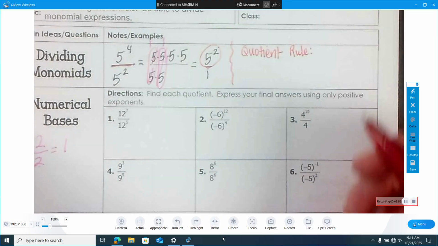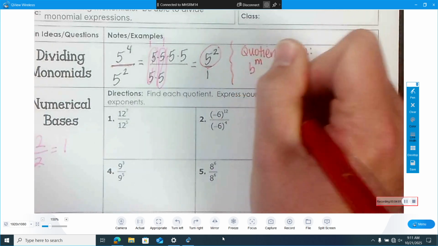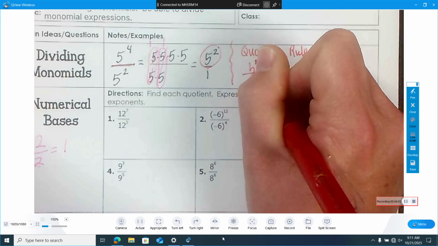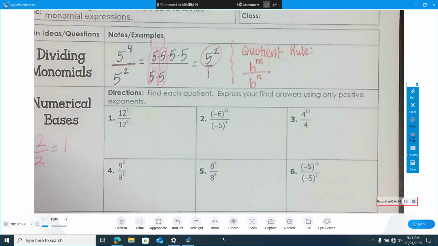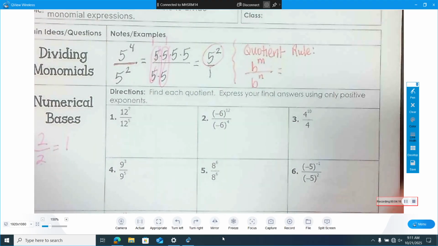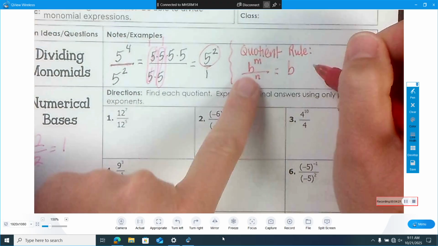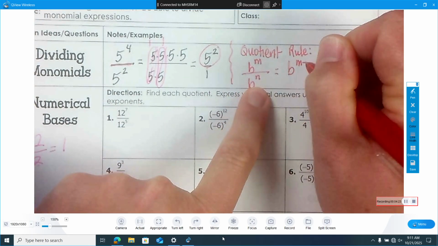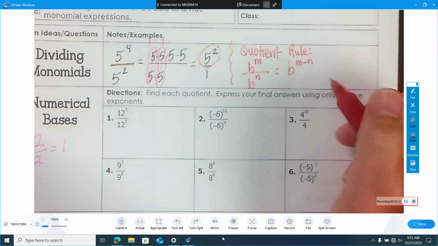The quotient rule says if I have some base to a power of m over some base to a power of n, and I like to use b for the base, okay? Again, our bases must match. All right, if the bases match, then we can apply our quotient rule. And our quotient rule would be the base stays the same, and we can do top minus bottom, m minus n, which gets a little tricky when we deal with negatives. So we have to be very careful, okay? And there's lots of ways to deal with this.